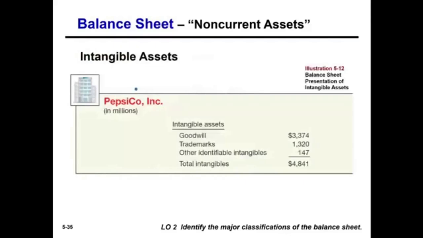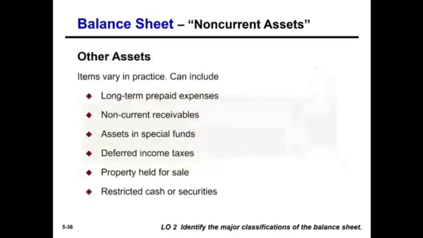Intangible assets, this is for PepsiCo. They have a lot of goodwill. They buy other companies, and that's why they create goodwill. They have trademarks, and they have other identifiable intangibles. I don't want you to think that this trademark is the PepsiCo trademark, because when you create your own trademark, you don't put it on the books. We'll talk about that later on. But this is a sample of intangible assets.